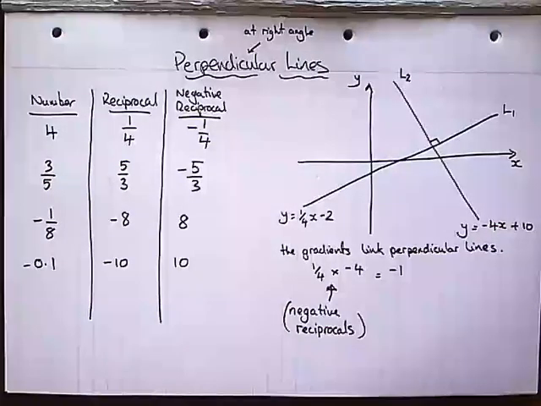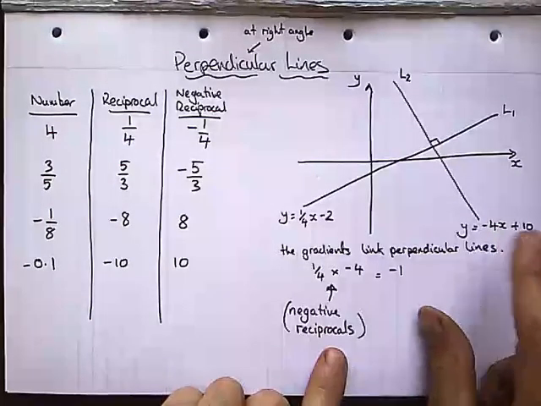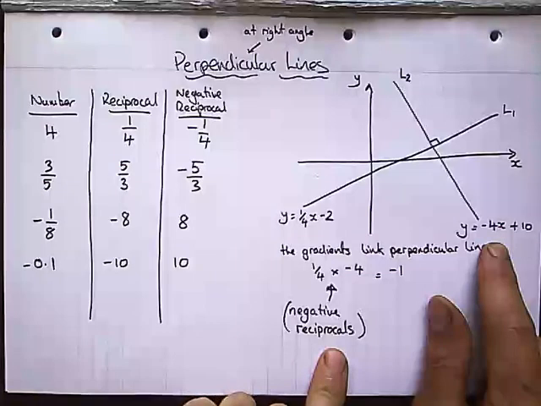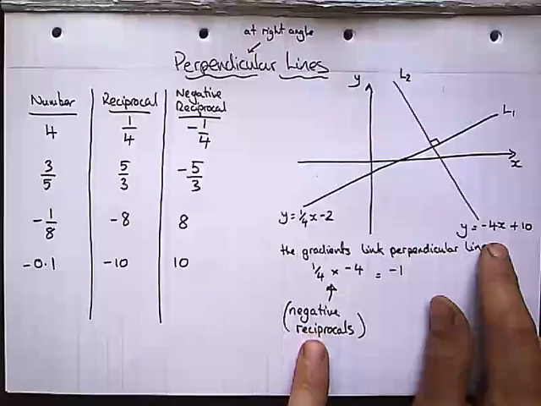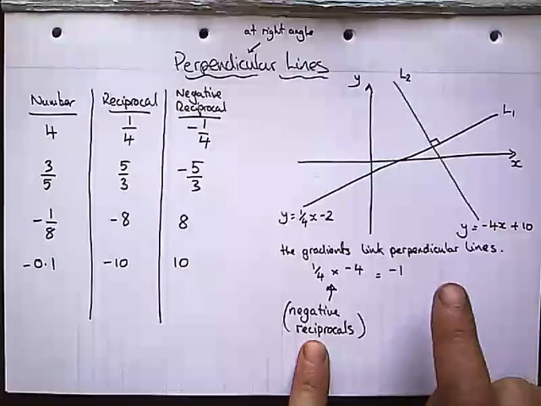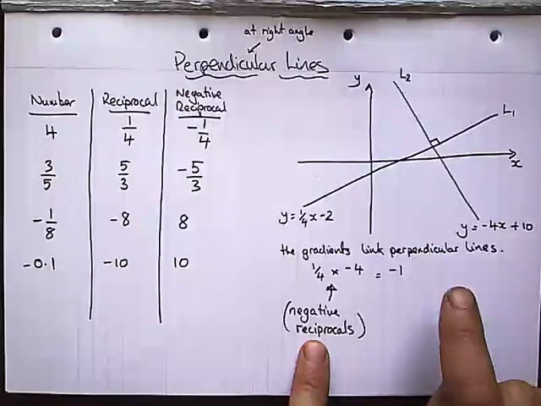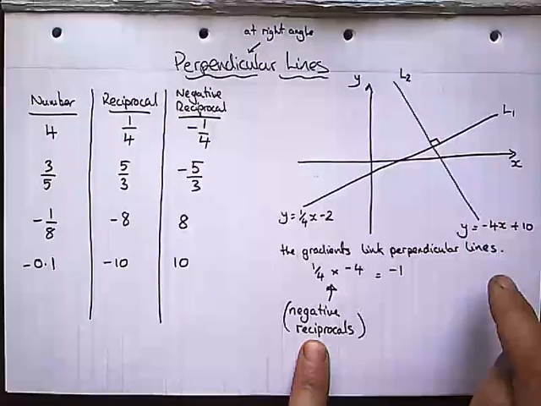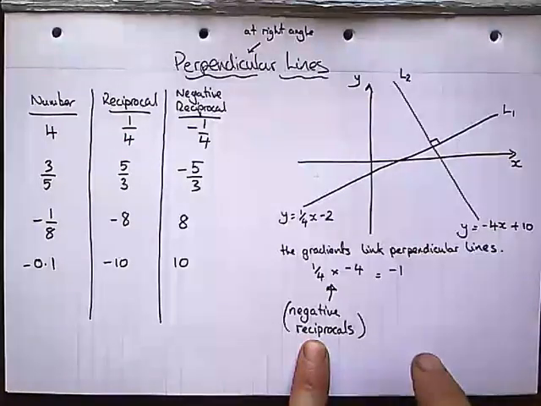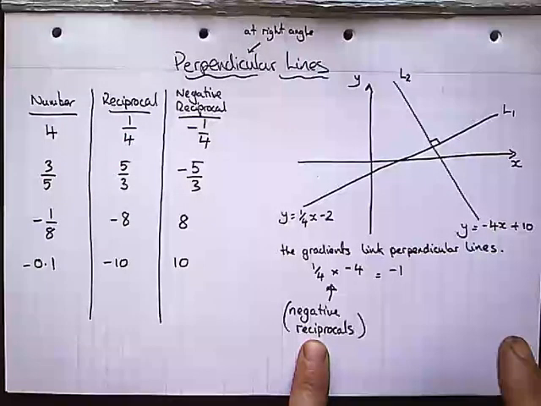Okay, so the kind of questions we get is we're going to be given the equation of a line. We're going to say another line is perpendicular to it. So we're going to work out the negative reciprocal of the gradient, and we know that that's the gradient of the other line. Then they'll give us a coordinate, an x and y value, and we're going to have to figure out what the y-intercept is.